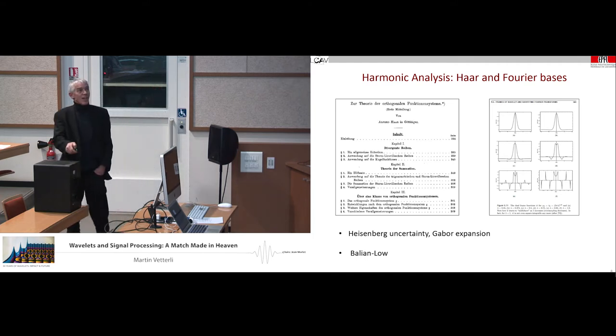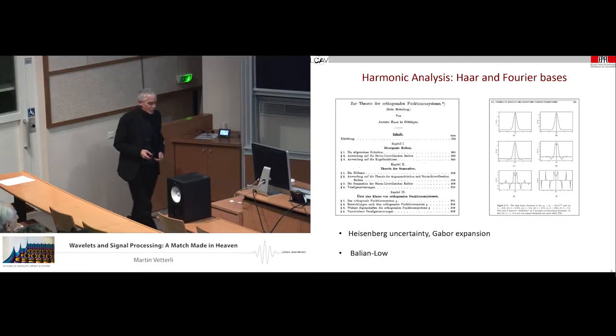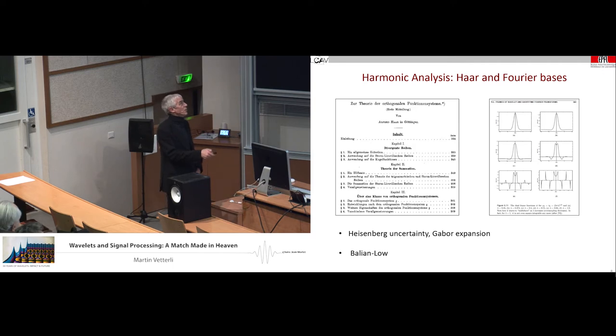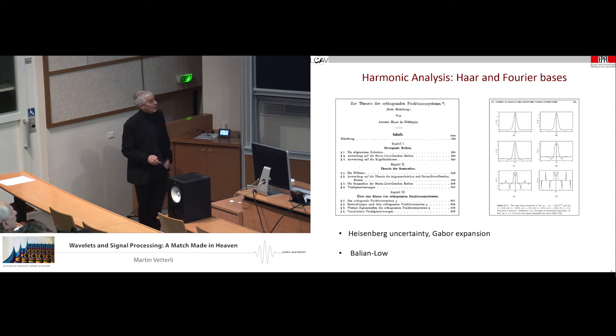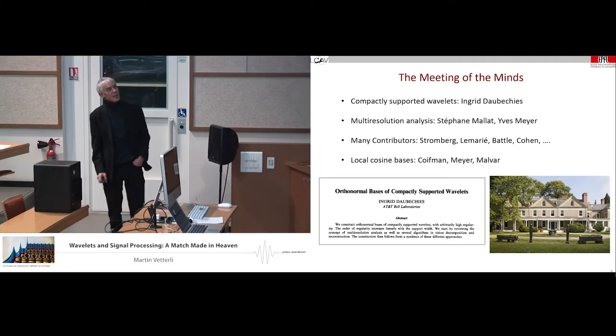And so in that sense, there was this incredible prize to be found, which was to have something that would have the characteristics of Haar, because we knew it would exist, and would not have the bad properties of what a Fourier expansion would give. And of course, I call this the meeting of the minds.